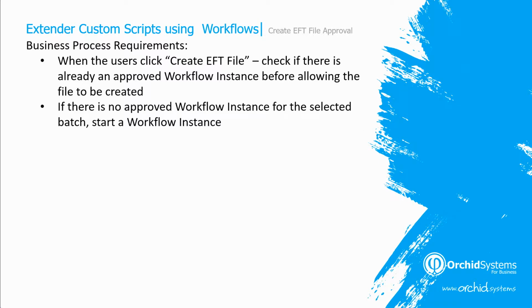For the approval of the Create EFT File, the business process that we want is when somebody clicks Create EFT File for a selected batch, that we check that this batch has already been approved for the EFT file to be created. In terms of workflow, we need to check for a workflow instance where the status is approved. But when they click the EFT file, if there is no workflow instance for the batch they have selected, then we want to start the workflow so that the users can be alerted to go and approve that batch before the file can be created.